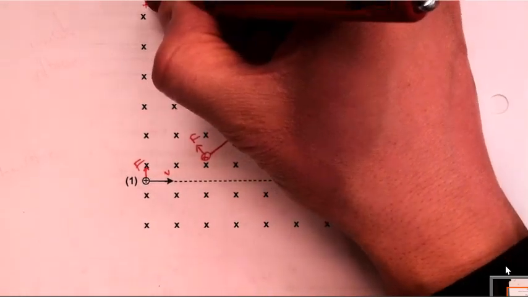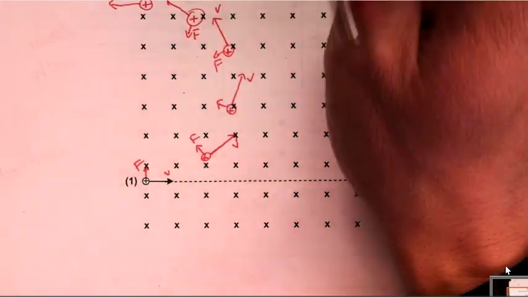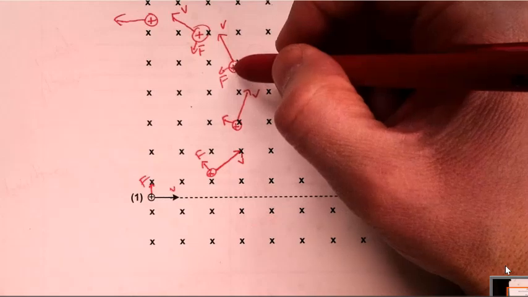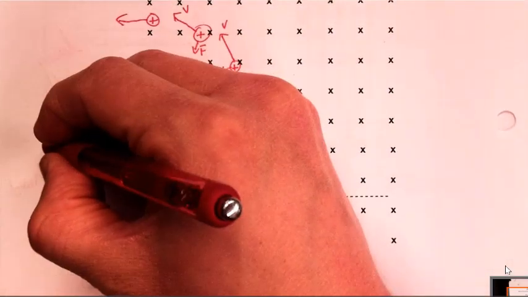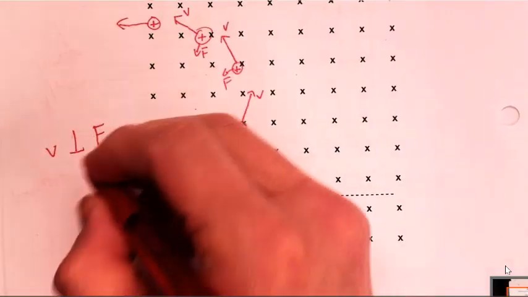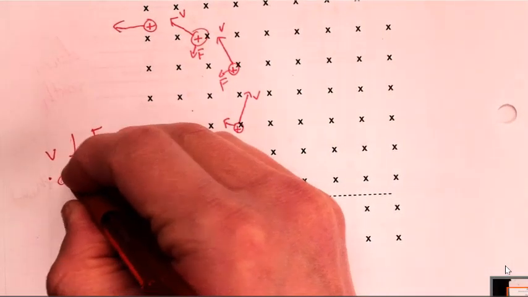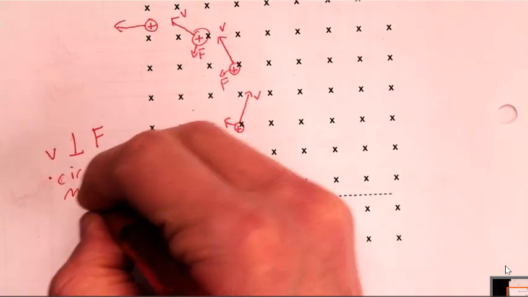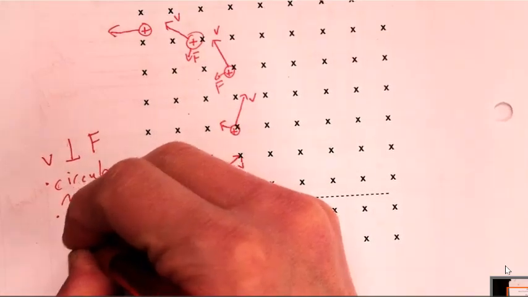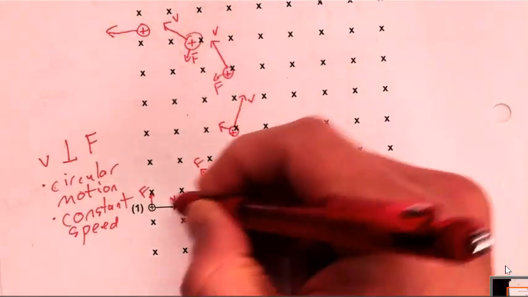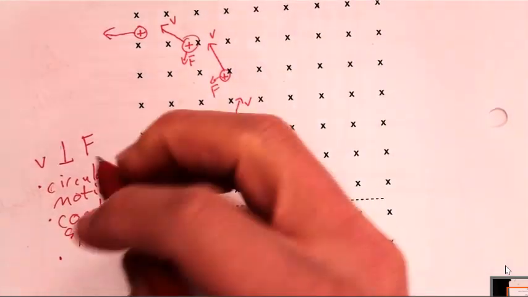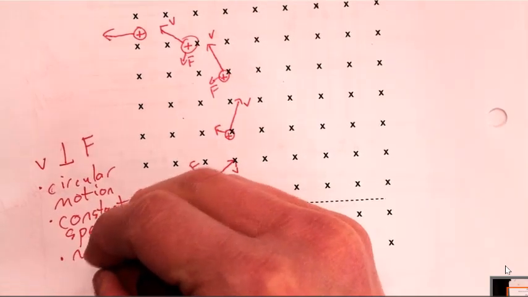And something else to keep in mind, notice the velocity is perpendicular to the force. So velocity and force are perpendicular. That means two things. One, circular motion. That means constant speed. So remember, to slow something down, you need a force opposite the direction of motion. To speed it up, you need a force in the direction of motion. And that also means that there's no change in energy.